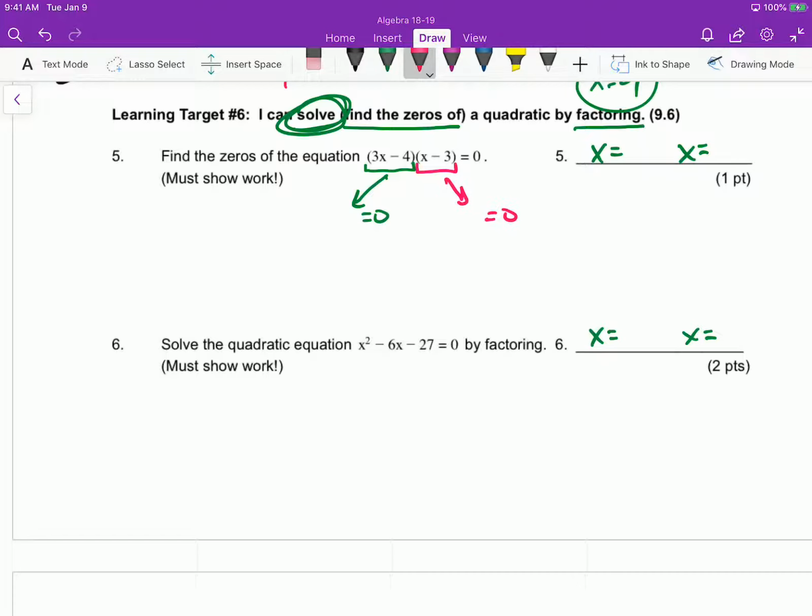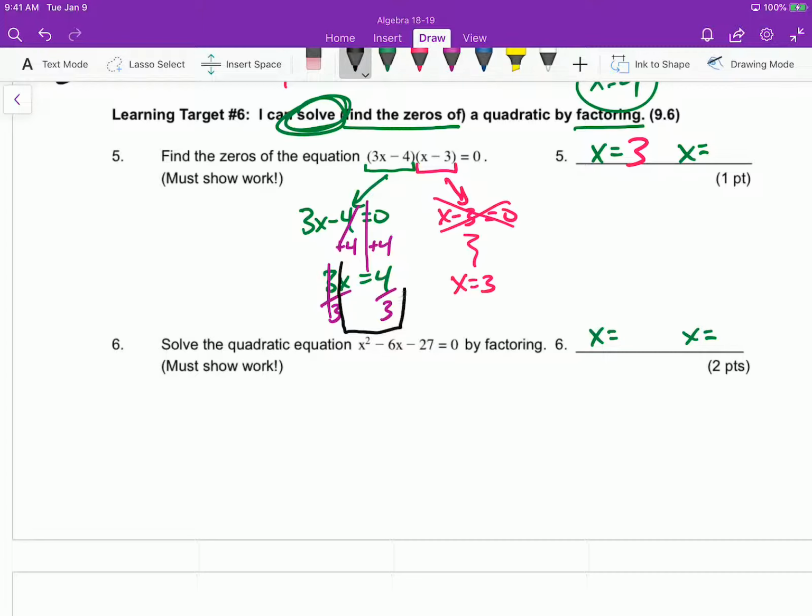Now, this one you could probably do in your head without showing your work. Hopefully, you just know that 3 minus 3 is 0. So one of my answers is 3. But the other one, you might want to show your work, because 3 times what subtract 4 equals 0? If you can't do that in your head, just a little bit of simple algebra. I'm going to add the 4 to the other side and get 3x equals 4, and then get x by itself, divide by 3, divide by 3.